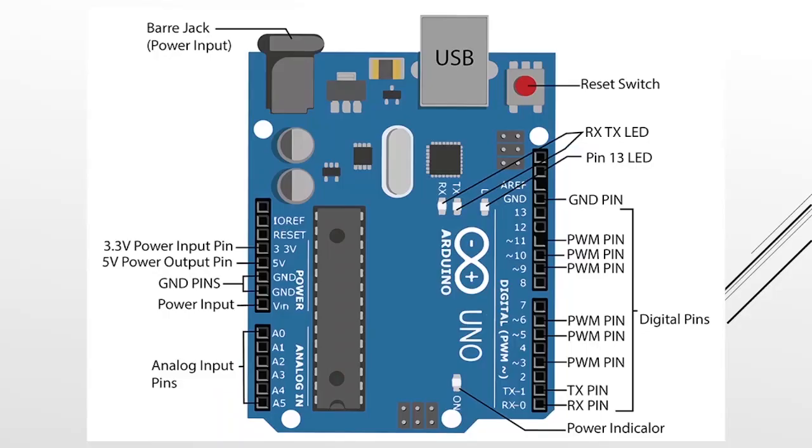Now we will discuss Arduino hardware. This is a diagram of the Arduino Uno board which shows the typical components placed on it. I will explain each component's functionality in this video. We will begin with the power.